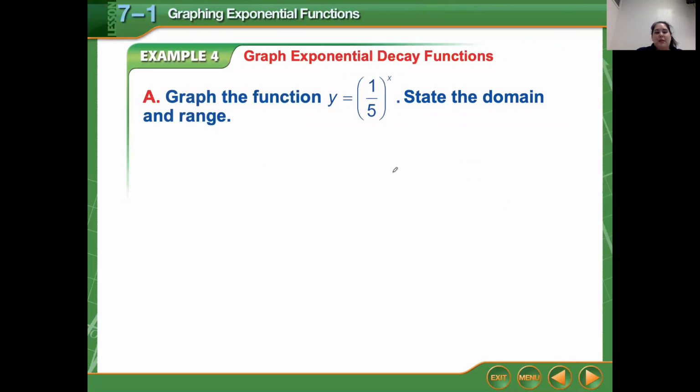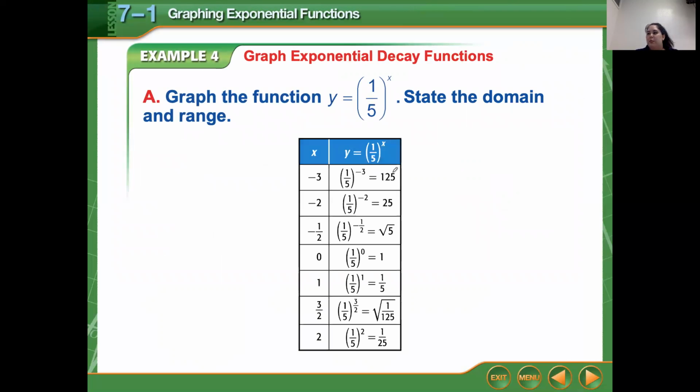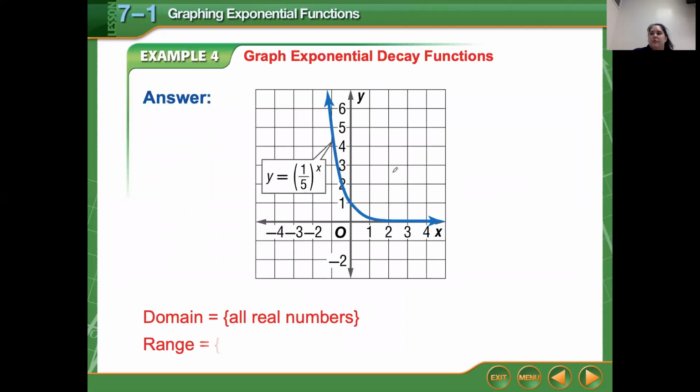So we're going to do about the same stuff we did earlier. So we are going to state our domain and range. We get our points. So they just used a couple different ones. We would plot our points, and this is what our graph would look like. So our domain is all real numbers, and y is greater than 0.